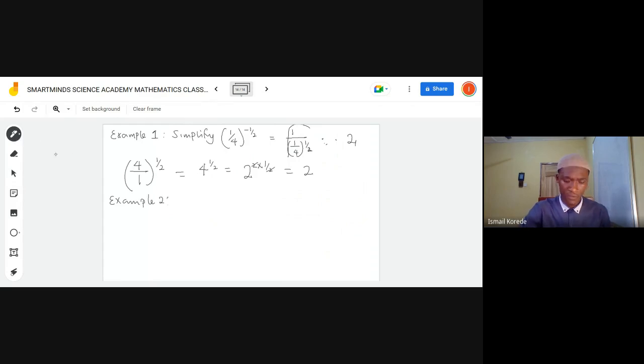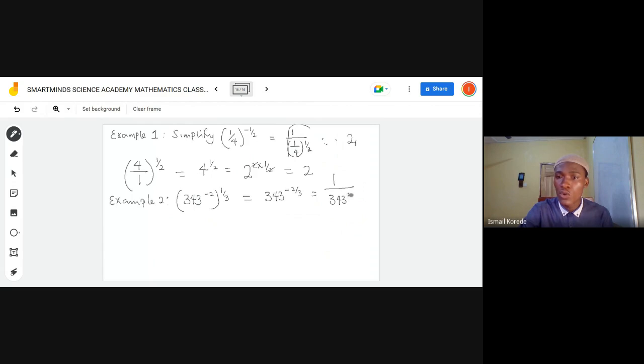I have 343 raised to the power of negative 2, all raised to the power of 1/3. I know I can remove the negative sign. First I can do the product power law, multiplying the powers together. So I'm going to have 343 to the power of negative 2/3.